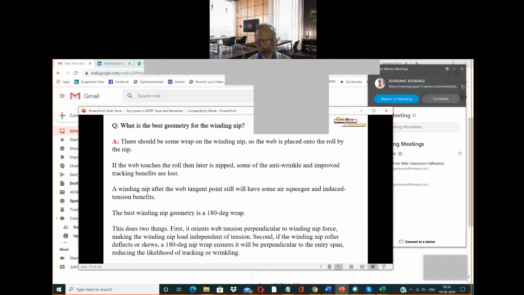This does two things. First, it orients web tension perpendicular to the winding nip force, making the winding nip load independent of tension. Second, if the winding nip roll deflects or skews, a 180-degree nip wrap ensures it will be perpendicular to the entry span, reducing the likelihood of tracking or wrinkling.